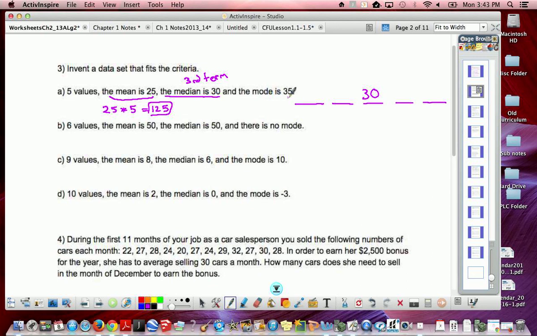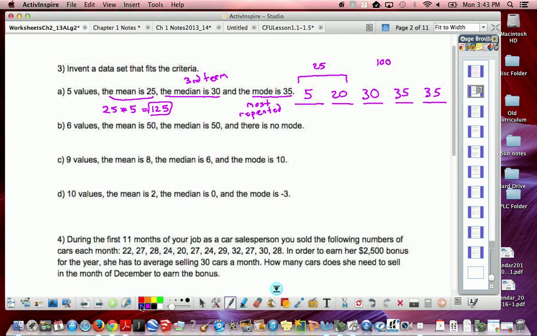The mode is 35, so the most repeated number must be 35. Well, since it has to be bigger than 30, I only have 2 spots bigger than 30, so I have to make both of them 35. So I have those 2 conditions already met. Now to make sure that it adds up to 125, I look at what I have right now. These add up to 100, so these 2 last points just have to add up to 25. They just can't be the same. So if I want, I could go like 5 and 20, and I am good to go. And I got that one done.